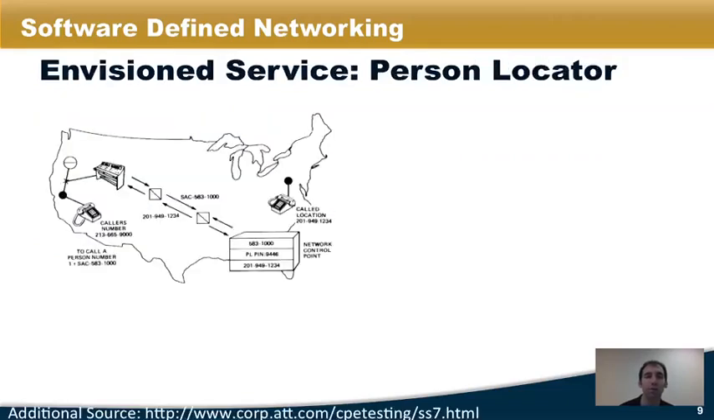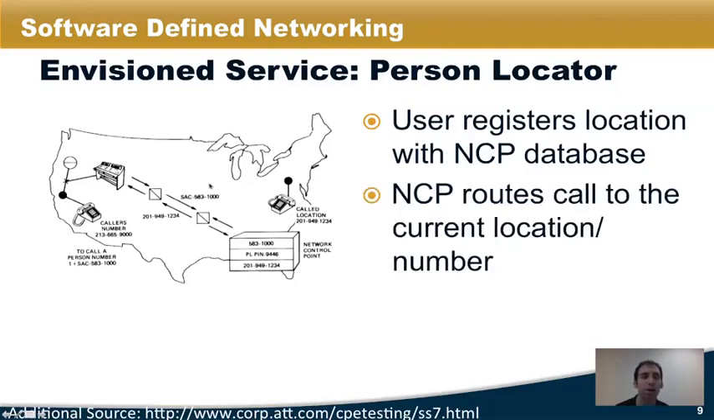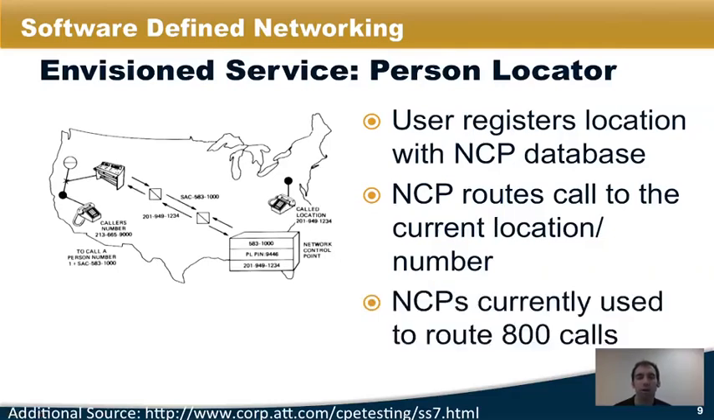top of those primitives. One example of an envisioned service that the early reports describe is something called a person locator, where a user would register their specific location at any time with the NCP database, and the NCP would then route a call, which would be made to a more generic number. It would route that specifically to where the user happened to be at that particular time. So NCPs today are currently used to route 800 calls in a very similar fashion.